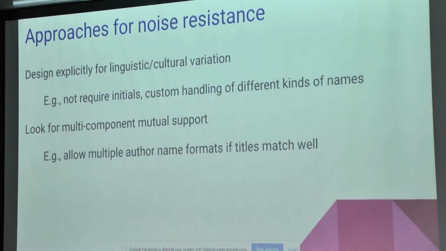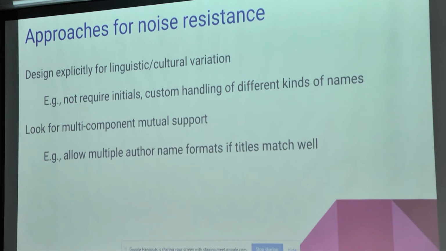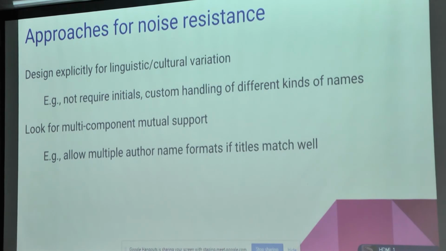The last two, one of them is obvious. I've been talking about this all this while: to design explicitly for linguistic and cultural variation. This is often an afterthought. You build for English and you worry about everything else afterwards. But by the time you do that, you've already built your data structure in a way that makes handling other languages harder. For example, if you require initials, well, you don't work for Chinese.